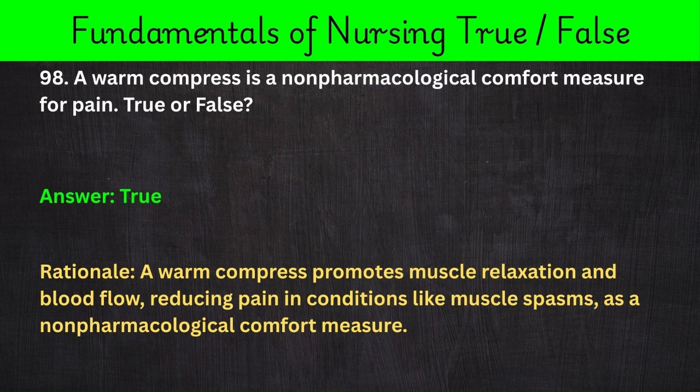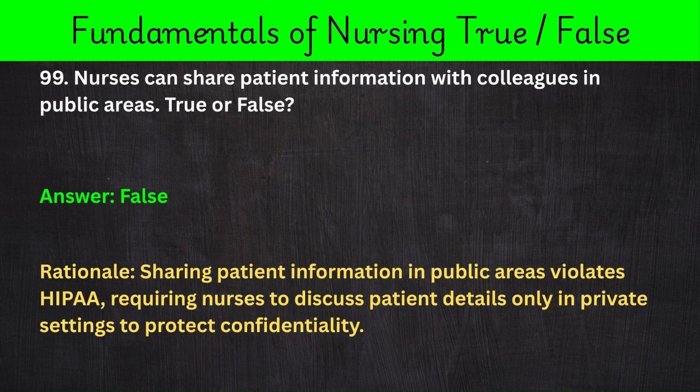98. A warm compress is a non-pharmacological comfort measure for pain. True or false? Answer: true. Rationale: A warm compress promotes muscle relaxation and blood flow, reducing pain in conditions like muscle spasms as a non-pharmacological comfort measure.